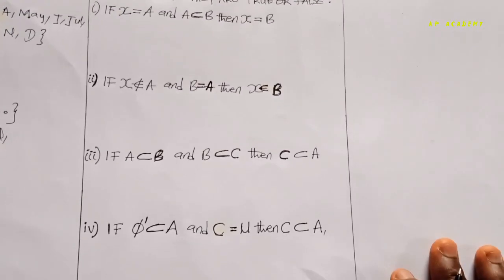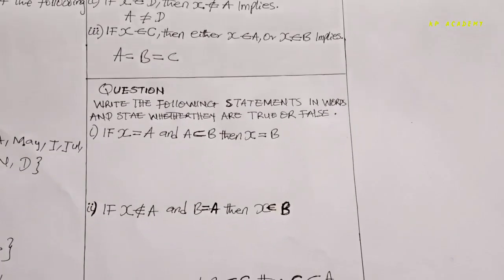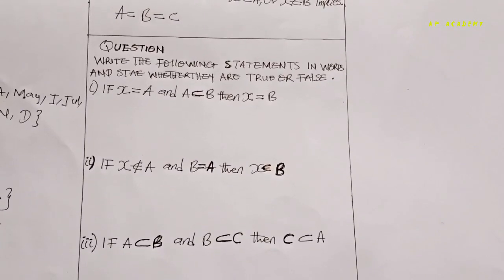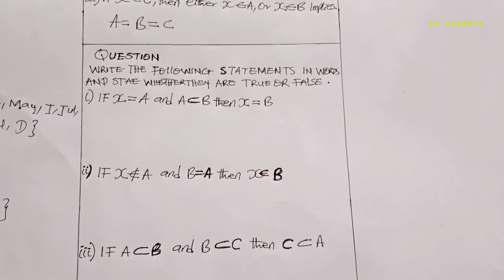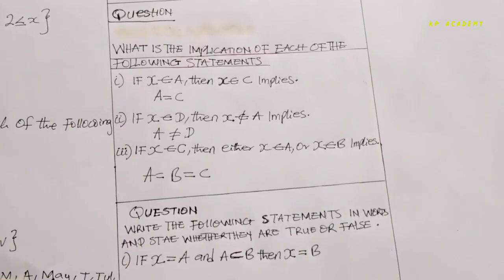Okay, so all these statements you see, one, two, three, four, they are all written in set language, and we are now asked two things. Number one, write them in words, and then state whether it is true or false based on our knowledge in sets. Okay, so let us start with the very first one.